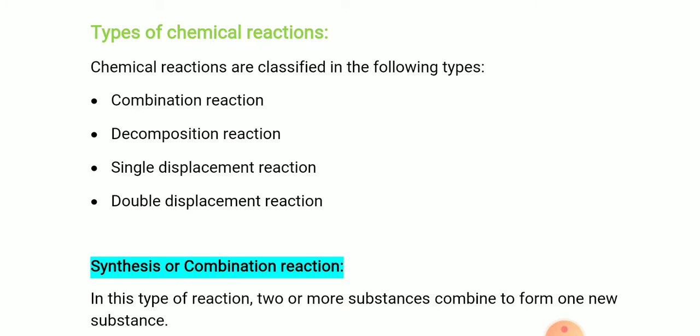First, synthesis or combination or direct combination reaction. In this type of reaction, two or more substances combine to form one new substance. That is, one single product is formed after combining two or more substances. That is, two or more reactants undergo a chemical change to form a single product.